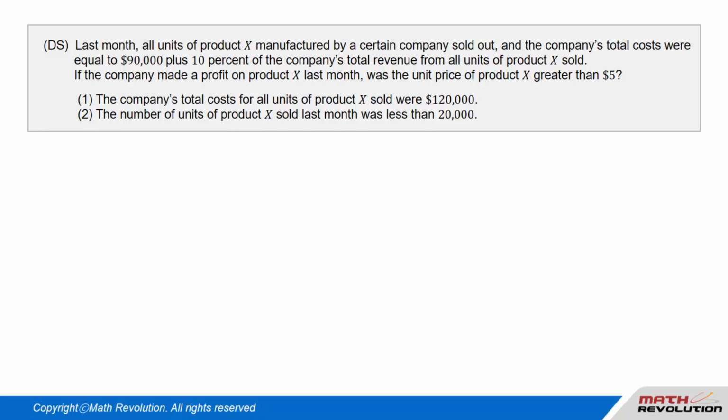Question 7. DS. Last month, all units of product X manufactured by a certain company sold out, and the company's total costs were equal to $90,000 plus 10% of the company's total revenue from all units of product X sold. If the company made a profit on product X last month, was the unit price of product X greater than $5? Condition 1. The company's total costs for all units of product X sold were $120,000. Condition 2. The number of units of product X sold last month was less than 20,000.